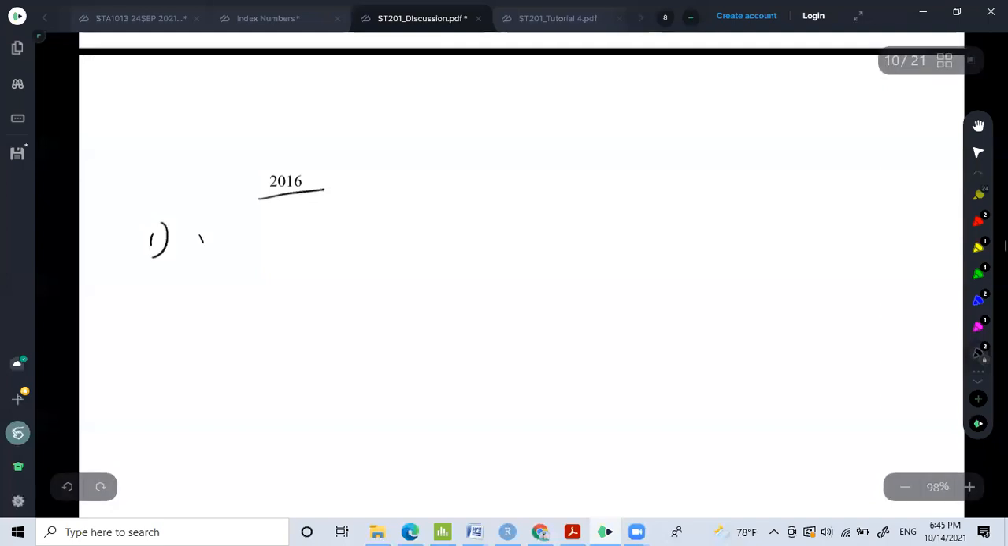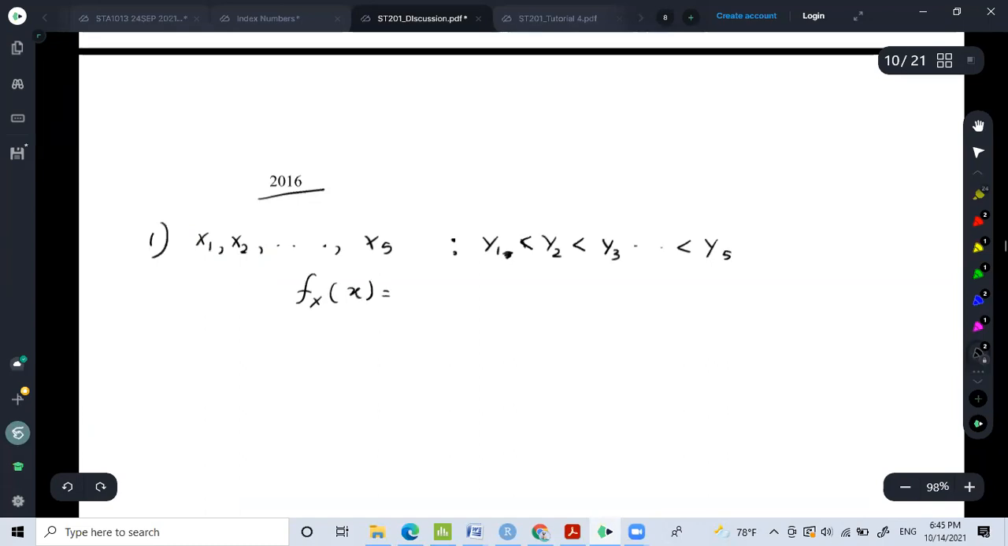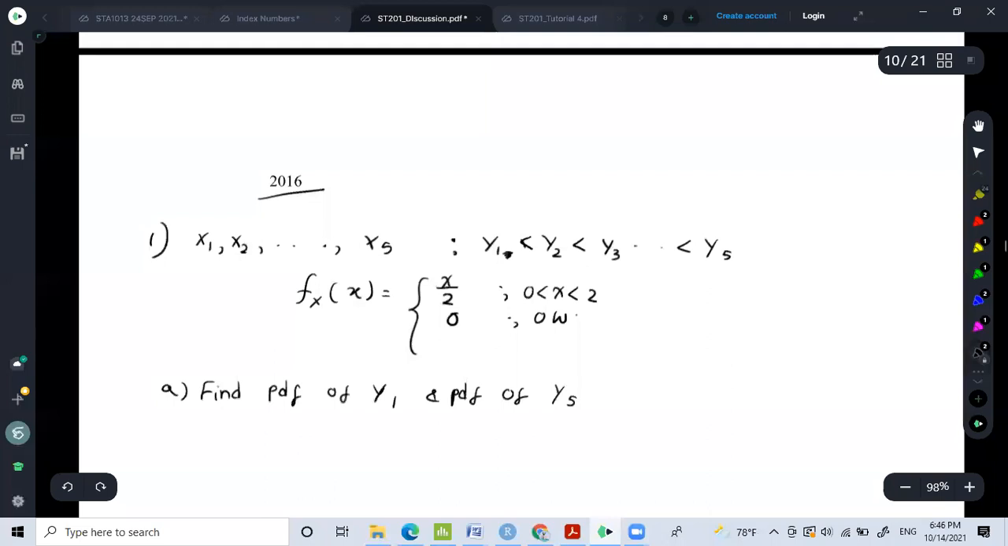The first question: you have a random sample of size 5, and their corresponding order statistics Y1, Y2 up to Y5. The PDF of f(x) is given as x over 2, 0 < x < 2. This is given to you. The question is, you have to find the PDF of Y1 and the PDF of Y5.